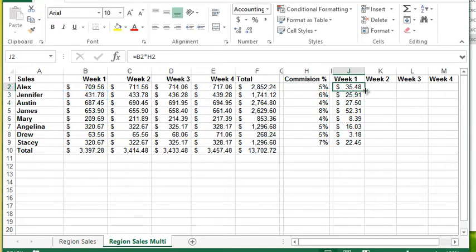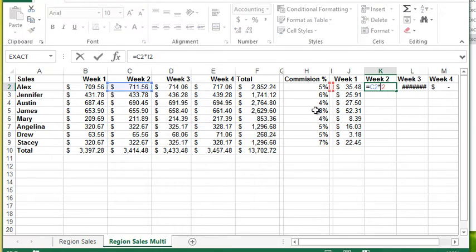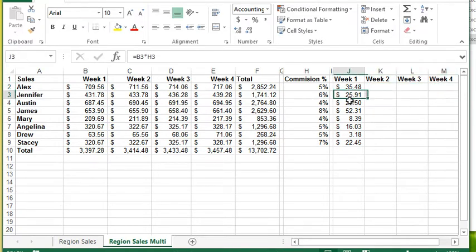Everything's great. However, when I start to fill across, remember that shifts over my column reference. Well, if I check this first one here, it's C2 times I2. I have a problem. It's shifting out of my column H over into column I. This one's shifting out of my column B into C, and this is good. I want this to happen because this is the figures for week 2. However, the commission is always in column H in this particular spreadsheet.